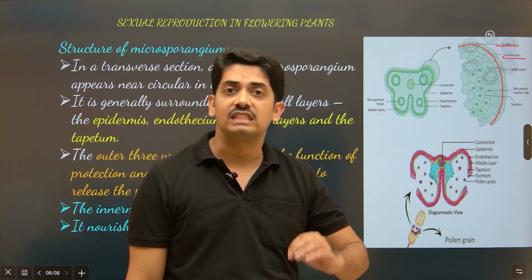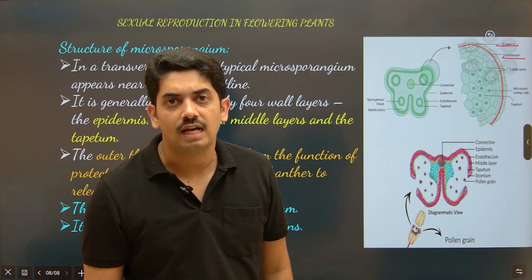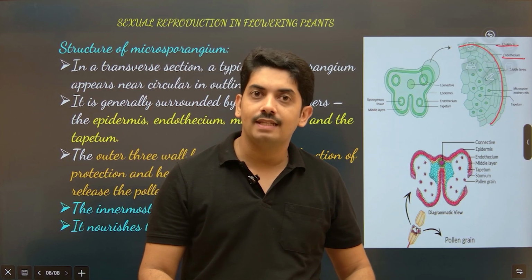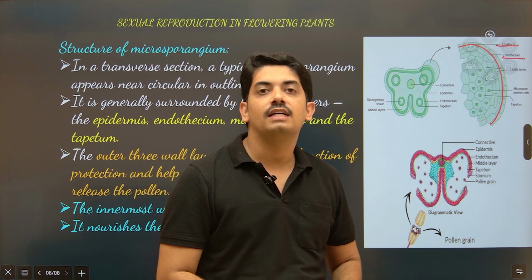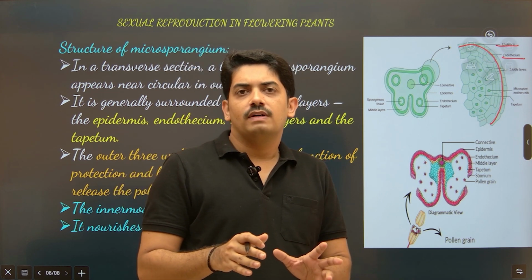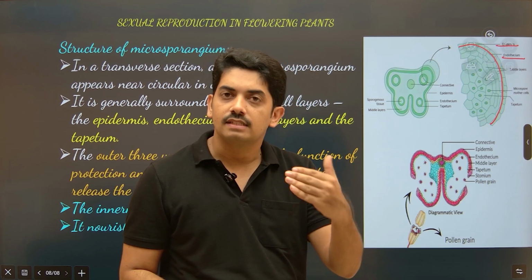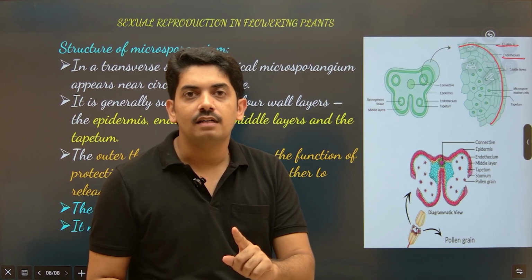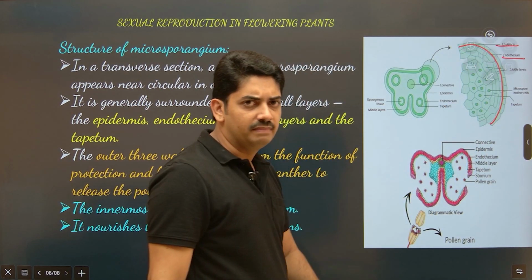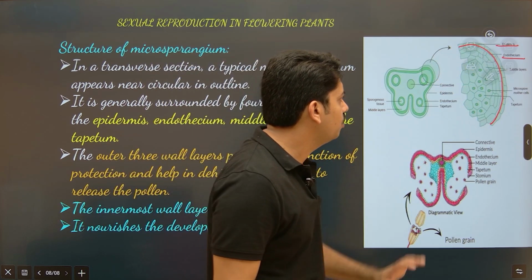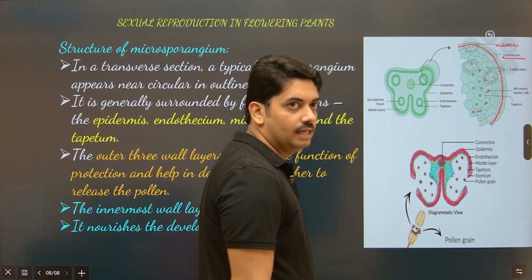Please remember the sequence of arrangement of these cells, because sometimes a sequence based question is asked on this topic. The outermost is epidermis. Next to epidermis is the endothecium. Next to endothecium is the middle layer. Here there is one important aspect. Epidermis is single layered. Endothecium is again single layered, but the middle layer is multi-layered. Here you can see the middle layer with many layers of cells, and the innermost, here you can see, these are the tapetal cells.